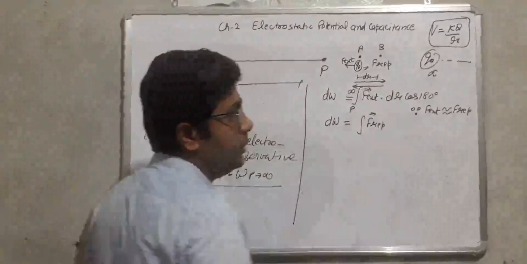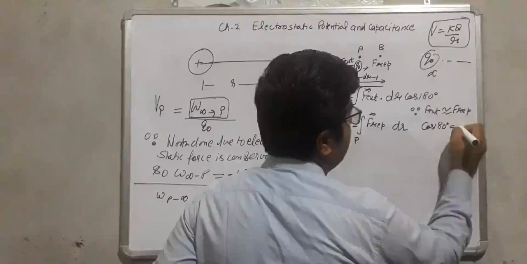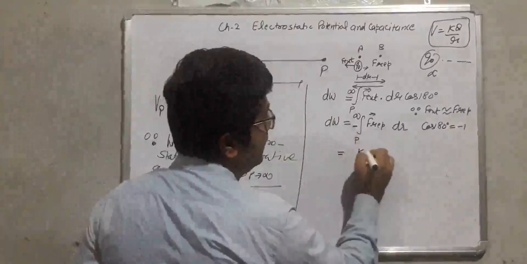That's why I put F repulsive dot dr here, and I put a negative sign from P to infinity. Why did I put negative? Because cos 180 degrees is equal to minus 1. Now just put the value. What is F repulsive? K Q, the source charge, and this is our test charge.